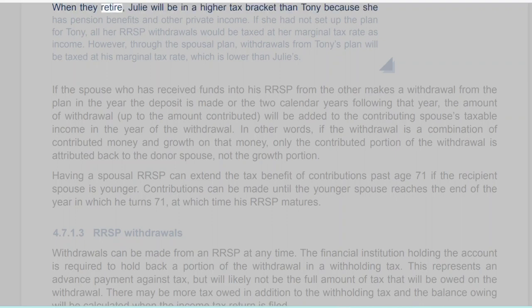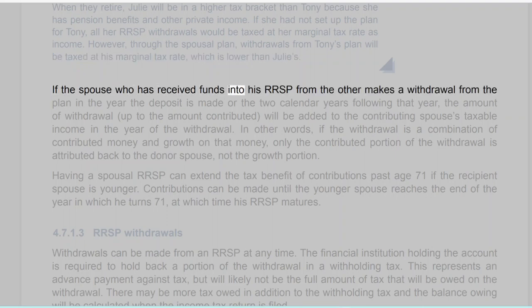When they retire, Julie will be in a higher tax bracket than Tony because she has pension benefits and other private income. If she had not set up the plan for Tony, all her RRSP withdrawals would be taxed at her marginal tax rate as income. However, through the spousal plan, withdrawals from Tony's plan will be taxed at his marginal tax rate, which is lower than Julie's.